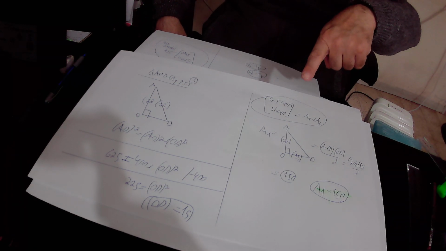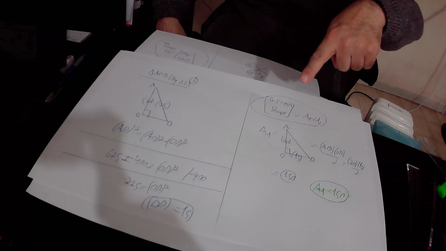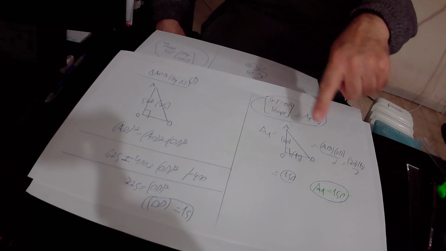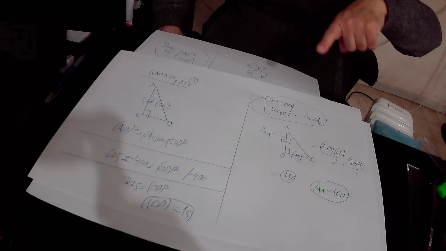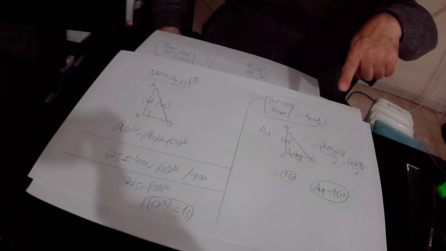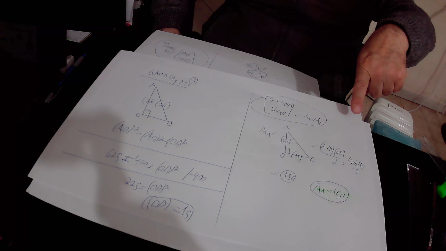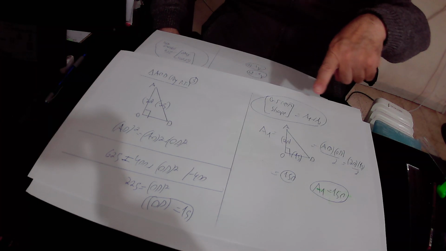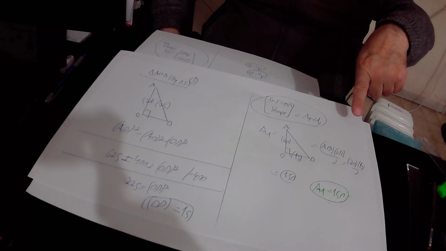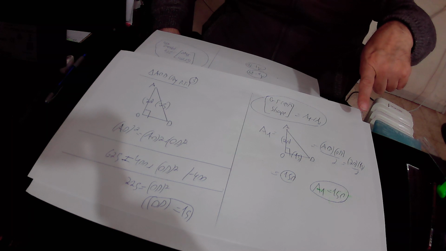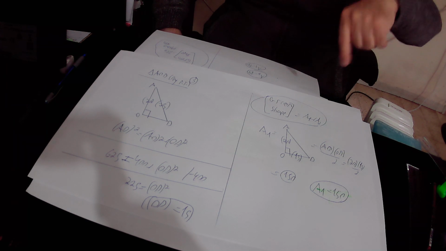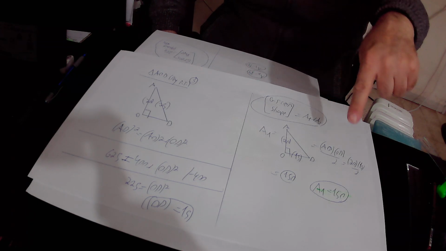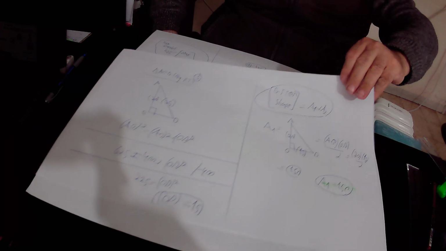A1 is the area of the green right triangle AOD, so I copied the triangle AOD here on a new page. AO equals 20, OD equals 15. So the area of this right triangle AOD equals AO times OD over 2. AO is 20, OD is 15, divided by 2. 20 times 15 is 300, and 300 over 2 is 150. So in total, the area of the right triangle AOD is 150 square units.